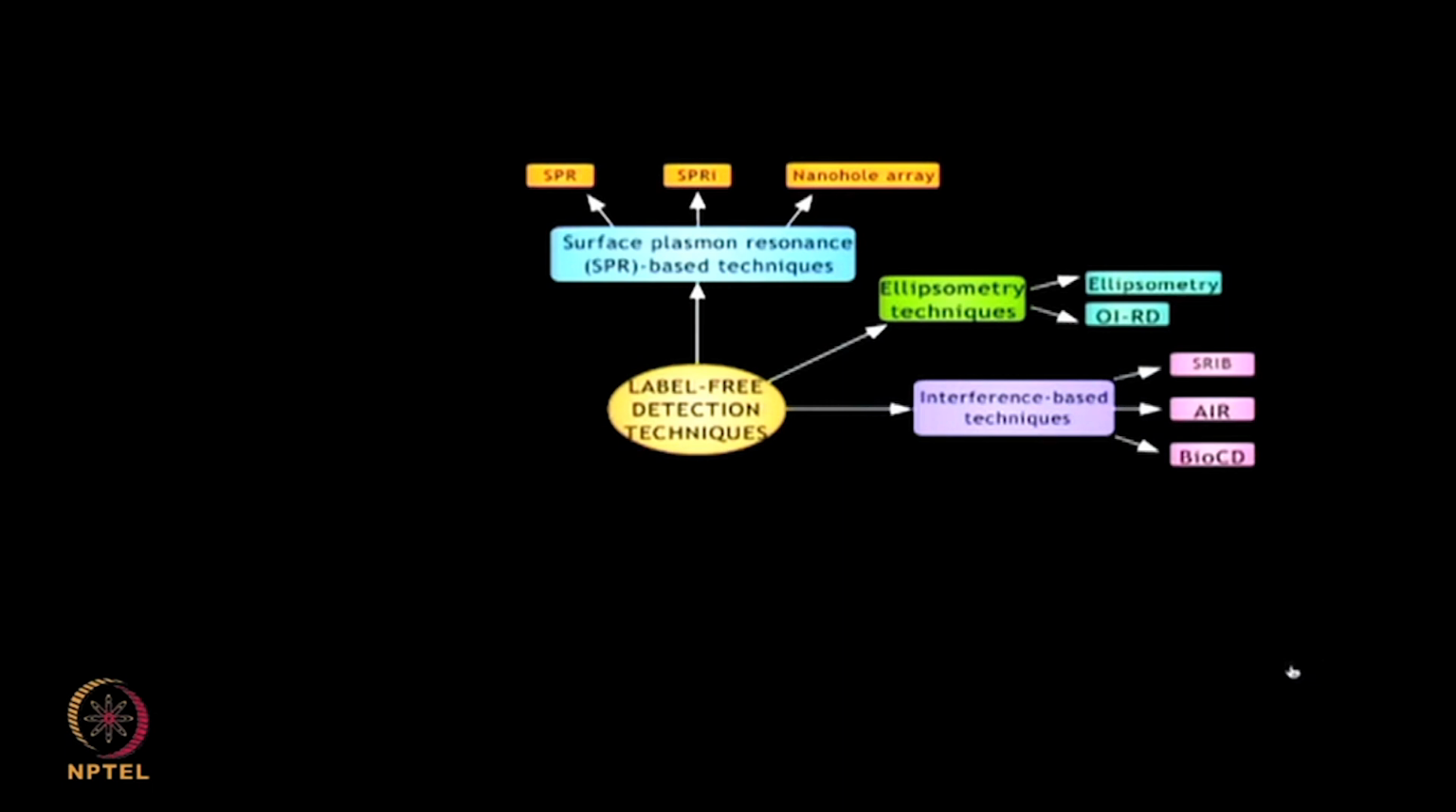Interference based techniques. Interferometry is based on the principle of transformation of phase difference of wavefronts into recordable intensity fluctuations known as interference fringes. The various detection strategies that make use of this principle include SRIB, AIR and BioCD. First, SRIB, spectral reflectance imaging biosensor.